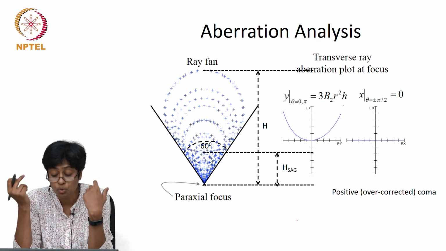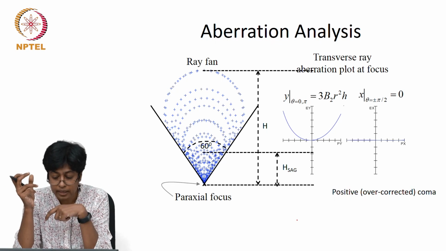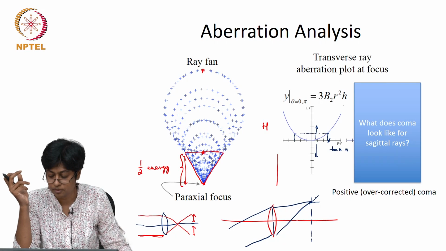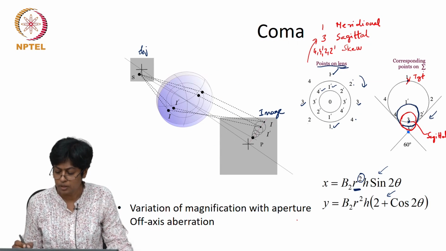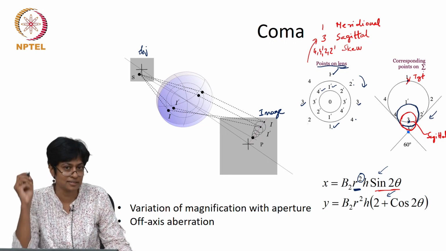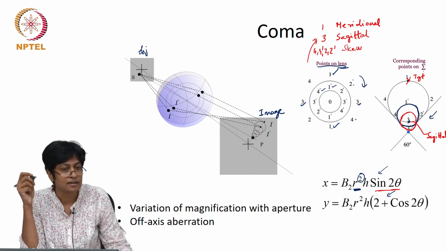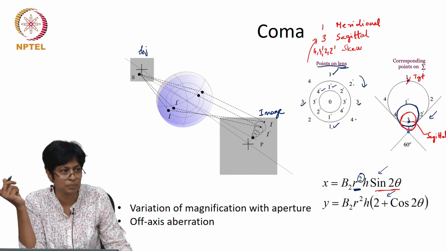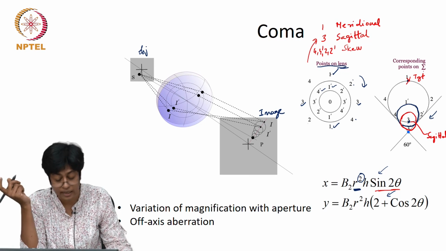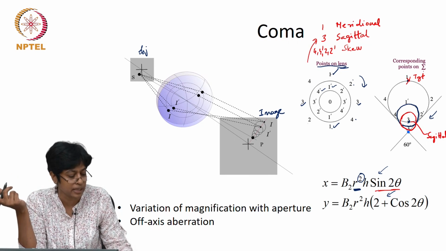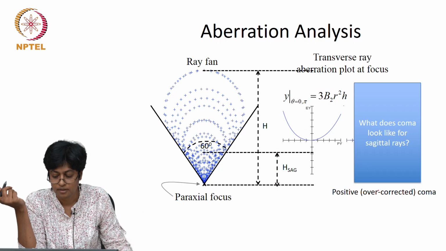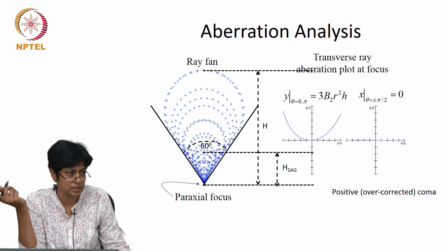And if you also go back to the polynomial expression, you have sine 2 theta in this, right, and your theta for sagittal rays is pi by 2. So this x term is going to go to 0 anyway, right. So, this is what you expect, okay.